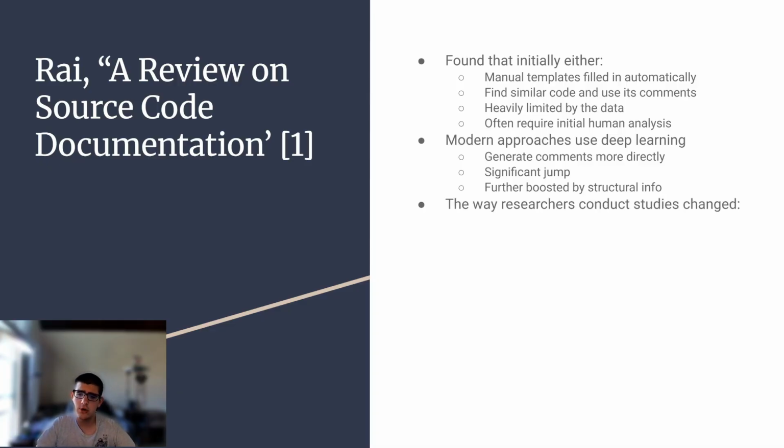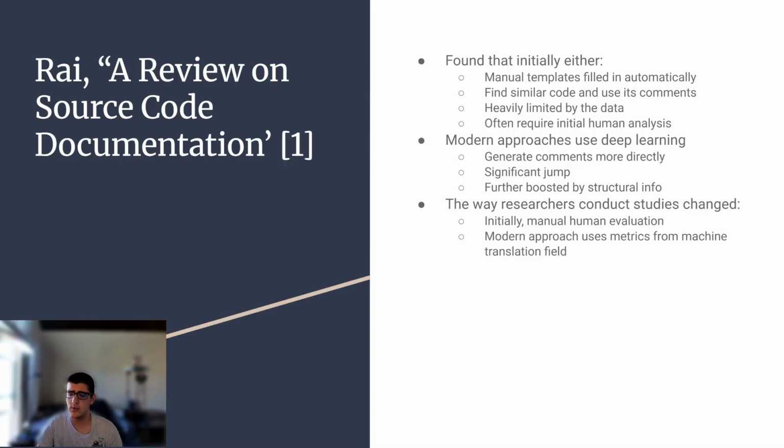They've also noted a shift in how researchers evaluate their results. The initial approaches were completely manual, so humans read the code, compared it with the comments, and said, how good is this? Nowadays, researchers use metrics that were developed for the machine translation field. So essentially they consider 2 languages. One of them is the raw code and one of them is the comment, and they see how well the code translates. Also, researchers primarily worked on Java and Python, and the data mostly came from GitHub and from Stack Overflow.